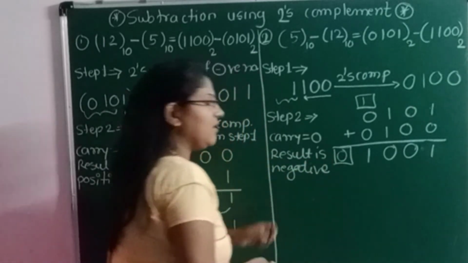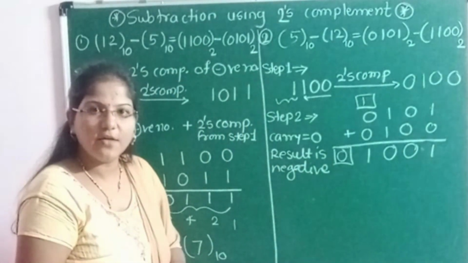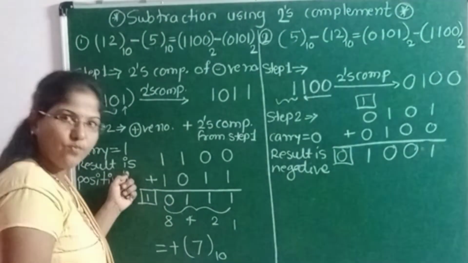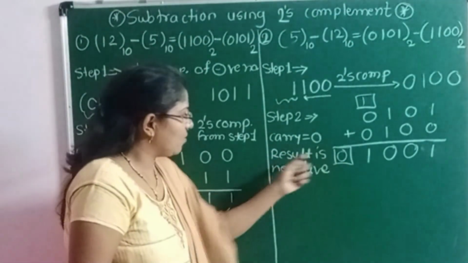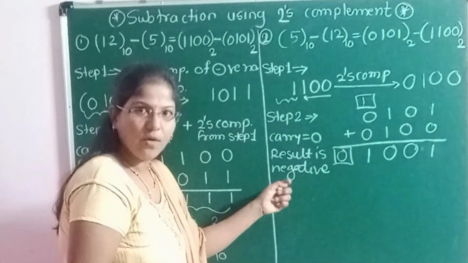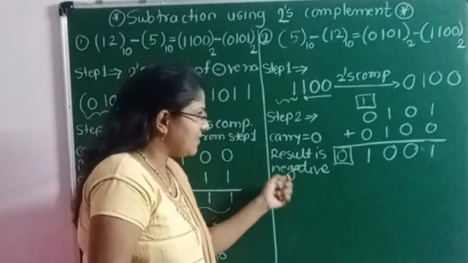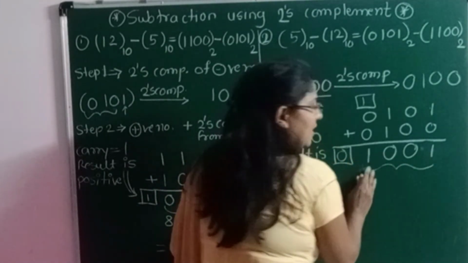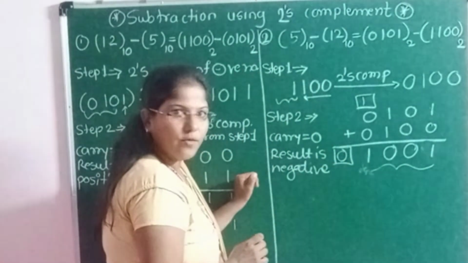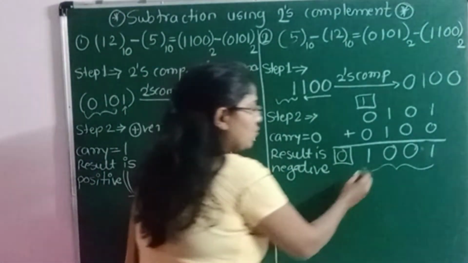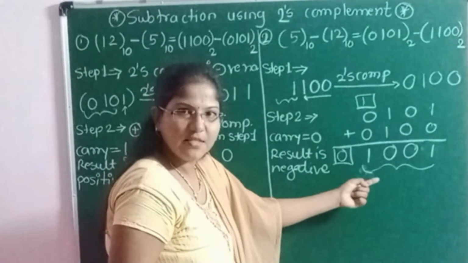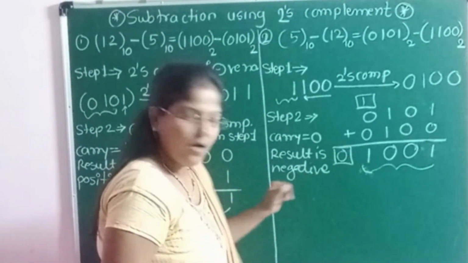So, how to find out whether the result is positive or negative? If the carry is 1, then the result is positive. If the carry is 0, then our result is negative. Now, as this result is negative, this answer is not in its true form. So, this is present in its 2's complement form. So, to get the true form of this number, again we have to take its 2's complement.